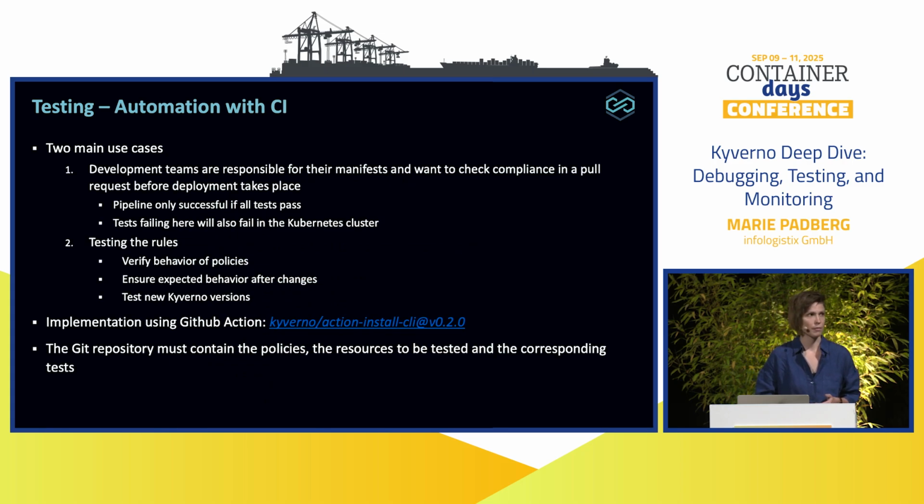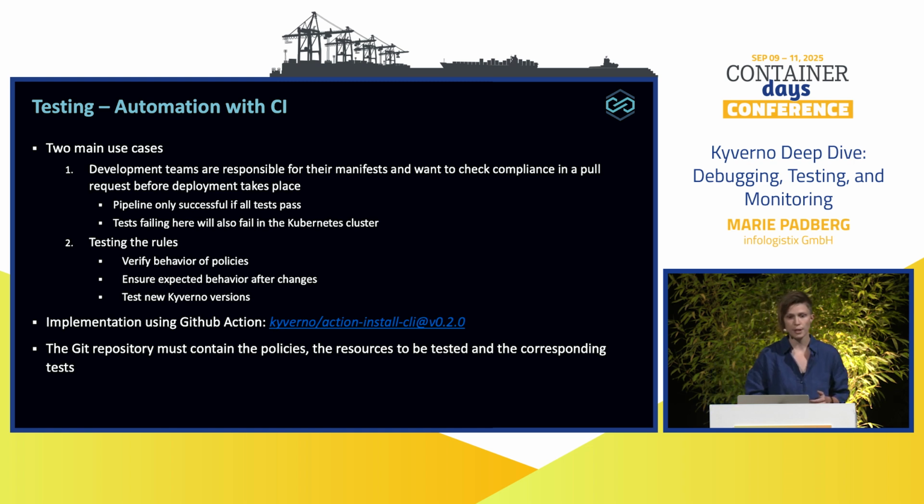Next, we can test, of course, automated, as there are 2 main use cases. And the first one is for development teams. They are usually responsible for their manifests. And if they update their manifest, they maybe want to check if they're still compliant with your Kyverno validation policies. So they can include their test in the pipelines. And if a test is failing, they know it will also fail while deploying to the cluster.